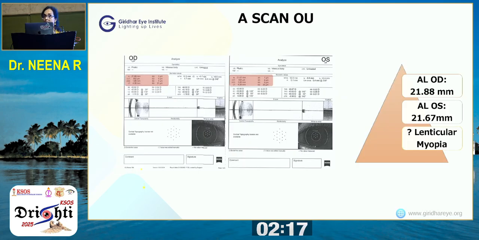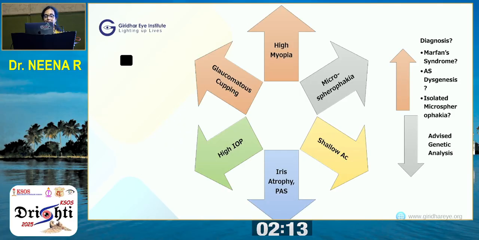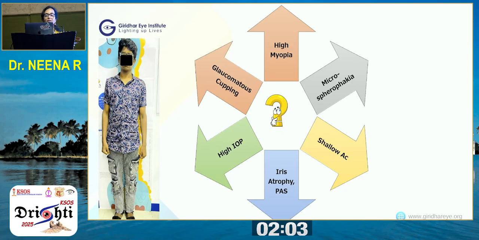So axial length was evaluated normal. So this was lenticular myopia due to the globular lens. So this here was our patient: high myopia, microspherophakia, shallow AC, iris atrophy, high IOPs were also on the higher side, glaucomatous cupping. What are we dealing with? It's a syndromic, definitely a syndromic case because parental consanguinity is there. So we advised genetic testing, but however, they did not do that.